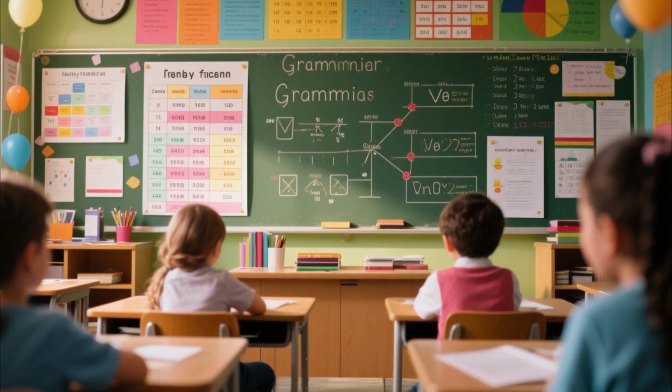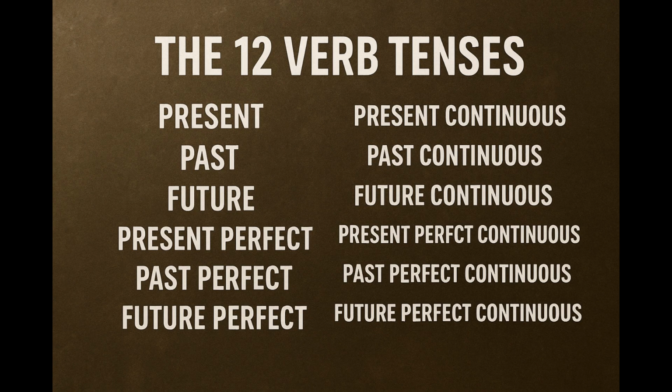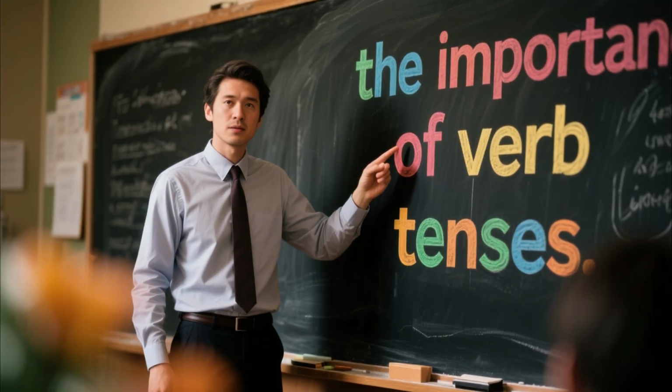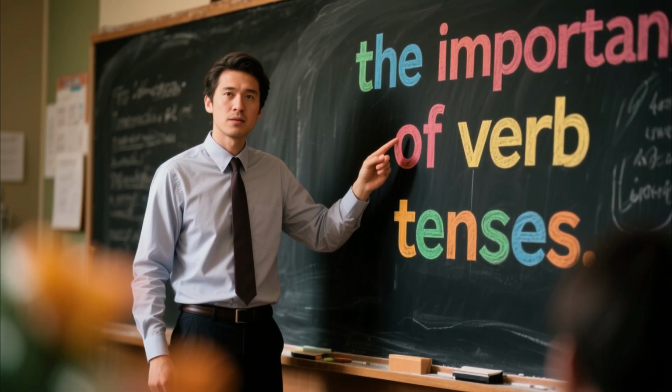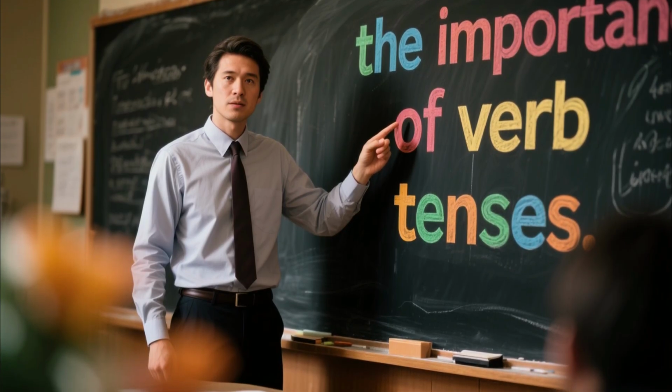Grammar, precision, and syntax. The 12 verb tenses. Moving from sound to structure, English has 12 primary verb tenses. This is crucial for systematic teaching. These are not just grammatical exercises. They are tools for expressing nuanced time and aspect.